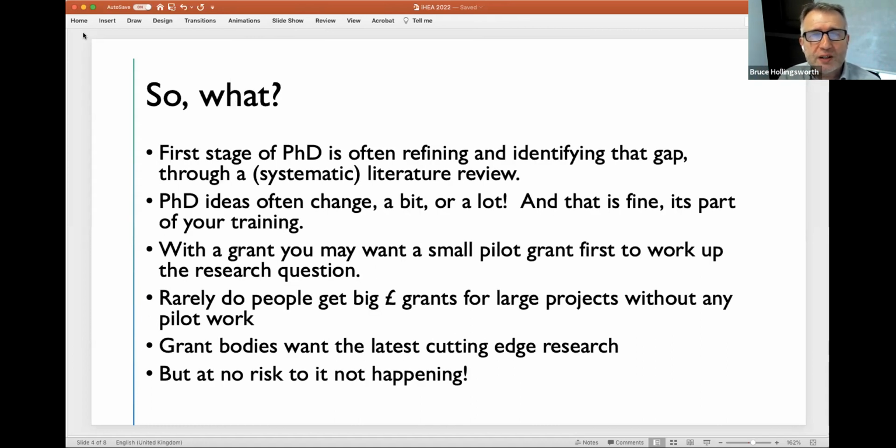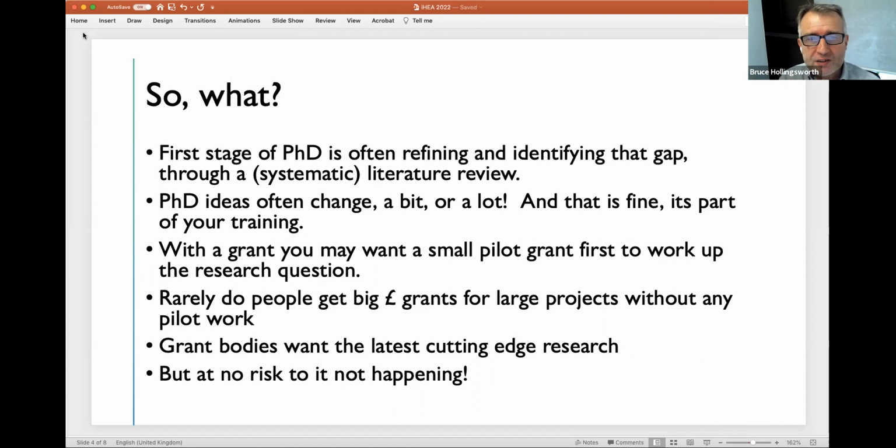If it's a PhD, the first stage in getting funding is often refining and identifying that gap through doing a literature review. And the same with grants, really. Ideas often change. They either change a bit or they change a lot, and that's fine. It's part of your training and it's part of research. Stuff changes. We have all done research projects that either don't work or change, or the research question changes as you go along doing the research, but that's part of what research is.